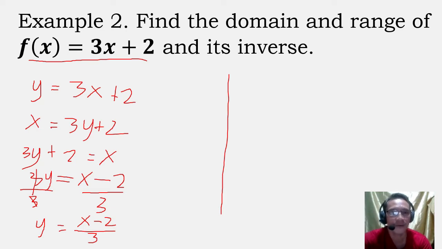Okay, so this is y, and this is the inverse of the given function. Let us write it in the proper form. F raised to negative 1 of x equals x minus 2 all over 3. Okay, so this is the inverse of the given function. Okay, let us now find the domain and range of the original function. So alin ang original function? Domain and range of this function, ito yon.